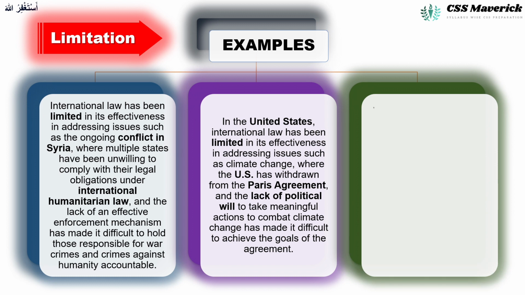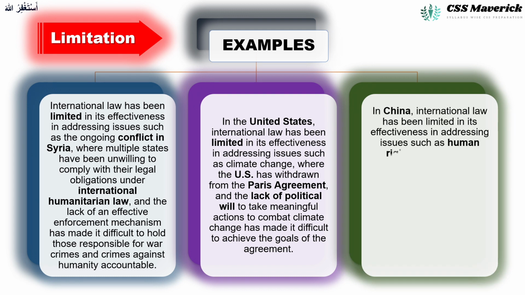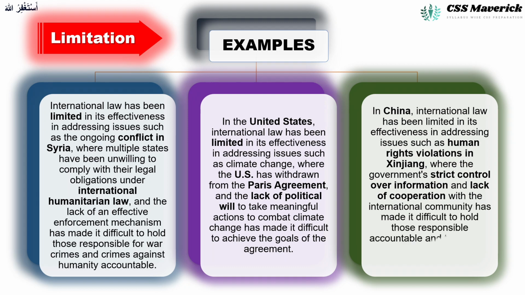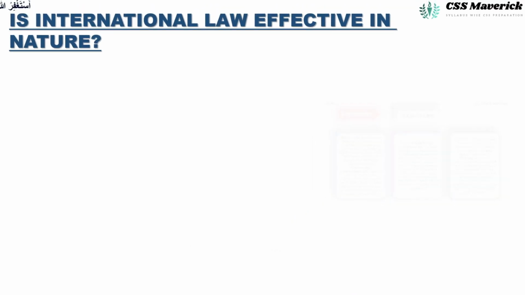And the third example is that, in China, international law has been limited in its effectiveness in addressing issues such as human rights violations in Xinjiang, where the government's strict control over information and lack of cooperation with the international community has made it difficult to hold those responsible accountable and to improve the human rights situation in the region.